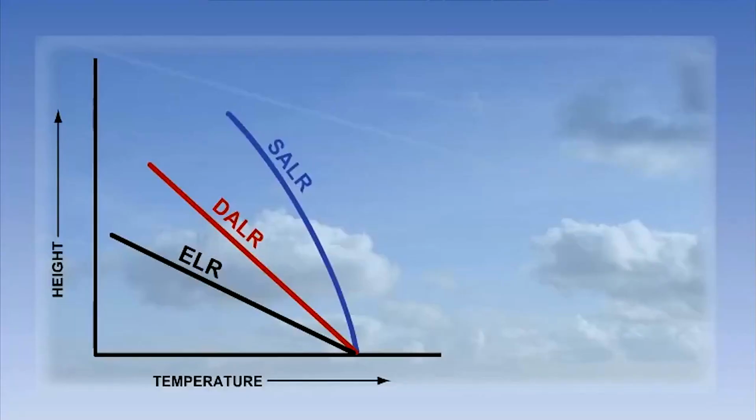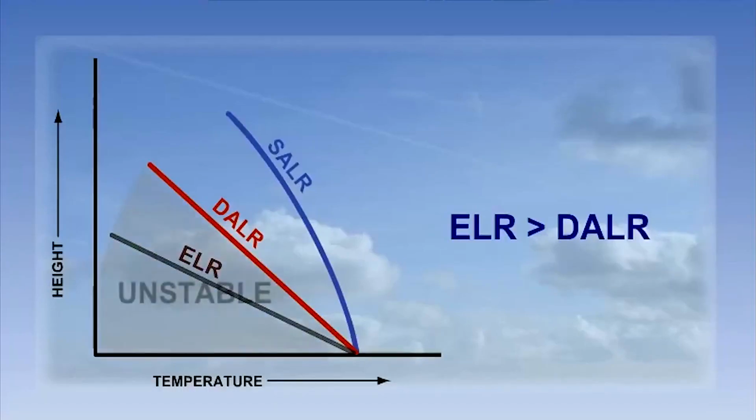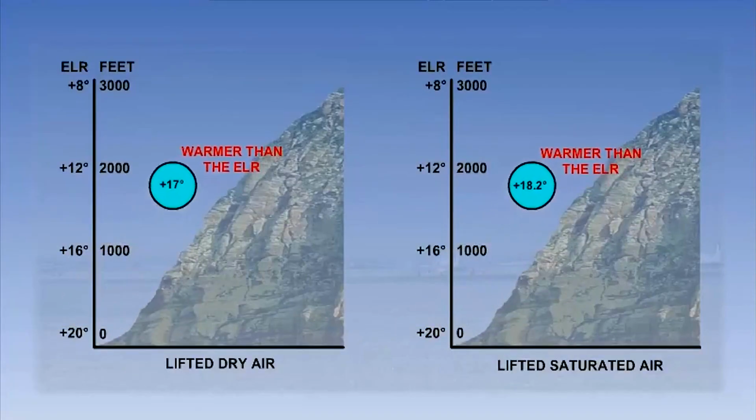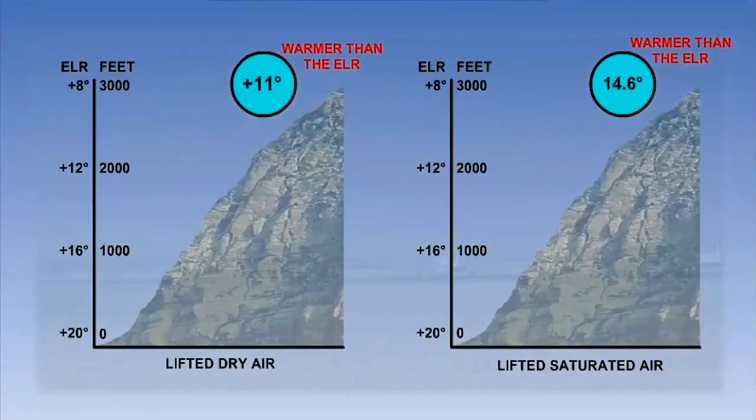So, if the ELR is greater than the DLR, then the atmosphere is defined as being absolutely unstable. This situation is not common within the atmosphere and only happens just above the surface on sunny days. If a parcel of warm air is rising, it's warmer than its surroundings, the ELR. It will continue to rise, expanding and cooling as it goes until it reaches the same temperature as its surroundings.